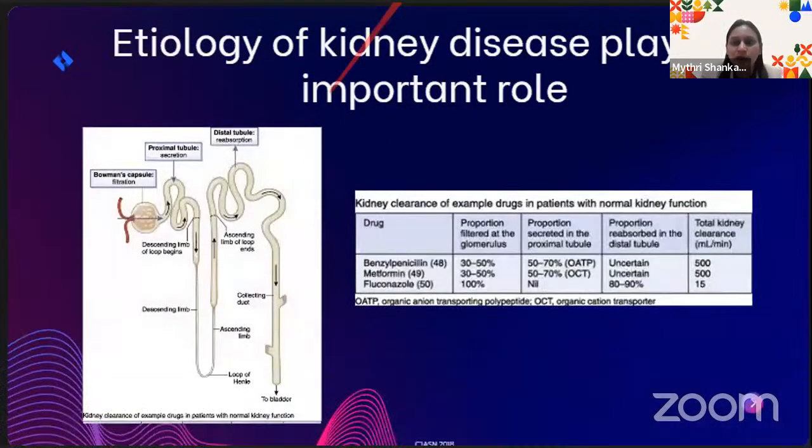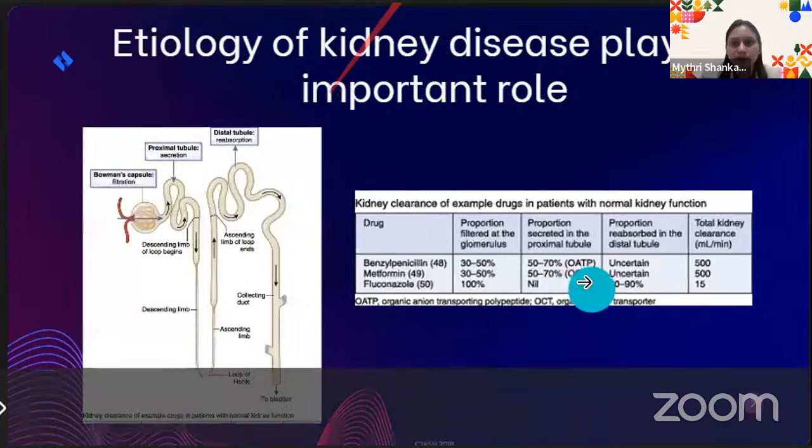So this is the nephron. The drug is filtered by the glomerulus. There is active drug secretion, which happens in the proximal tubule, and active drug absorption in the distal tubule. So we compare these three drugs. Benzyl penicillin has 50 to 70% secretion in the proximal tubule. So if there is tubular dysfunction, this will impact the secretion.